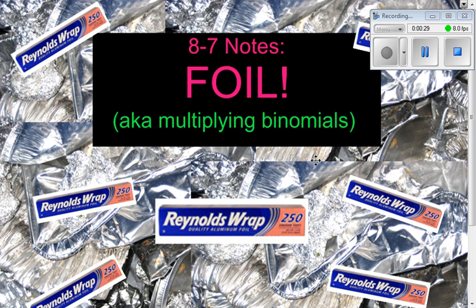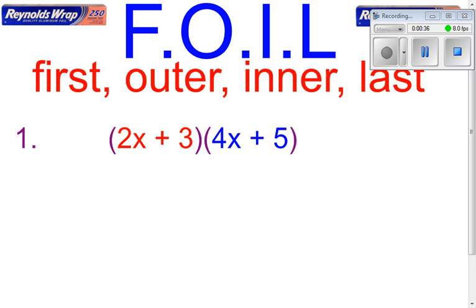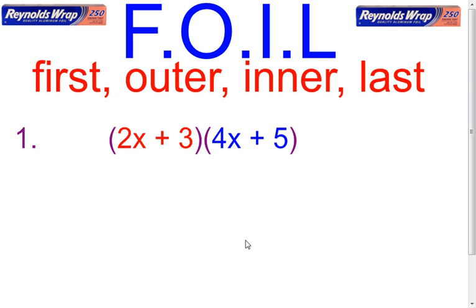But for today, our goal is to learn to FOIL, which is really more or less distributing. So FOIL stands for first, outside, inside, last, or first, outer, inner, last. So if I ask you to multiply these two binomials, 2x plus 3 is one of the binomials, and 4x plus 5 is another of the binomials, what you're really going to do is take what's in that first parentheses and distribute each term.